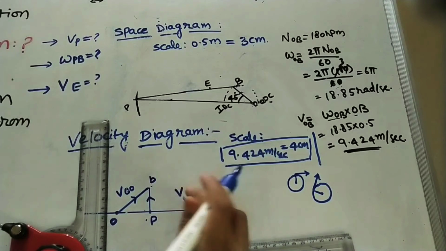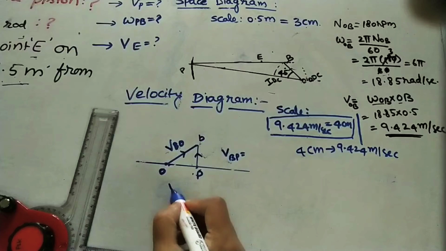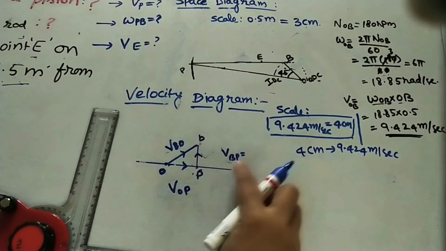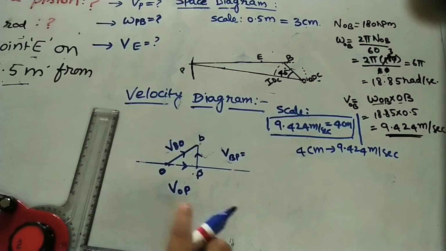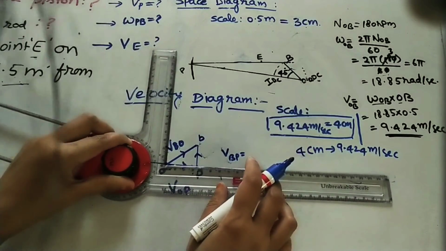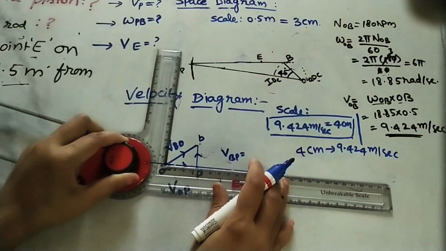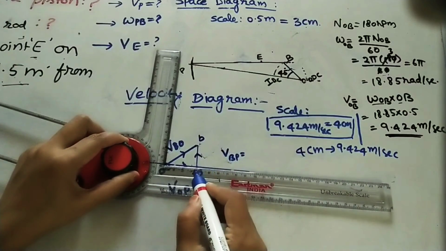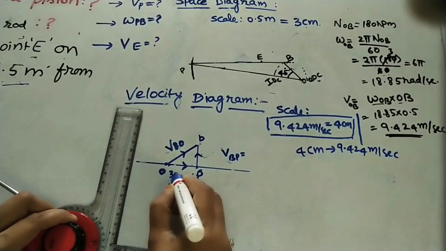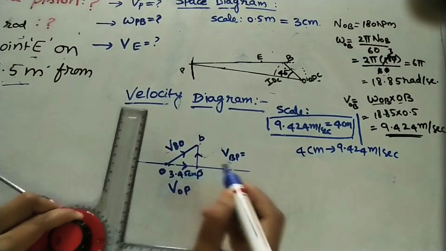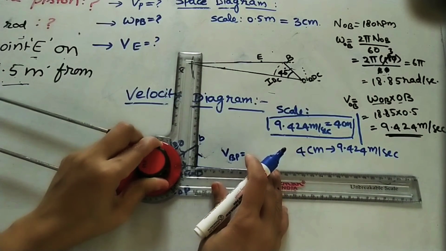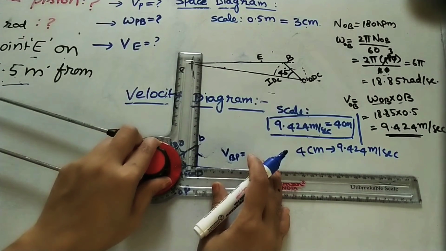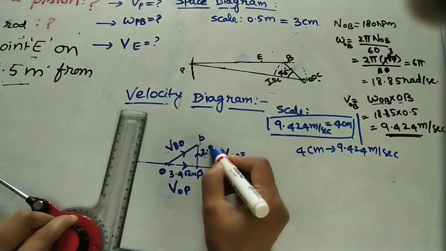Here write capital letters. This is the slider velocity, VOP. This length will give this value, and this length will give that value. Now measure this length. Here we are getting 3.4 and 3.5 in the middle, so 3.45 centimeters. And this BP value is 2.9 centimeters.